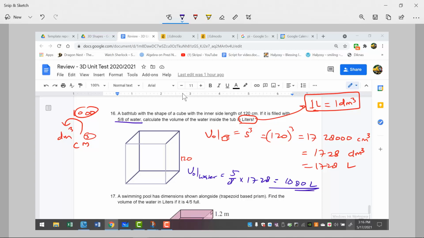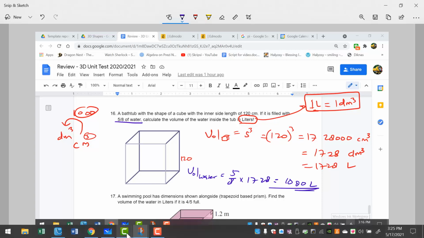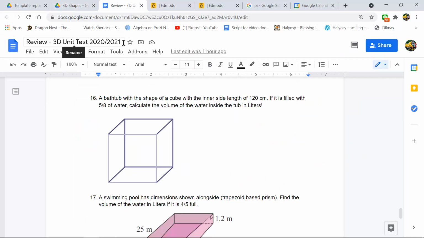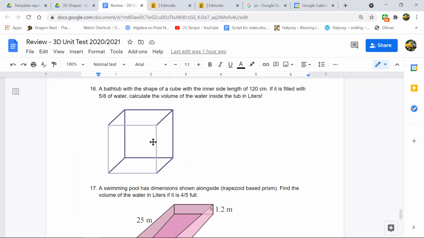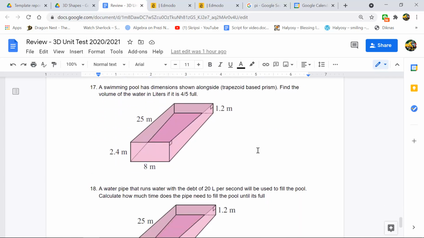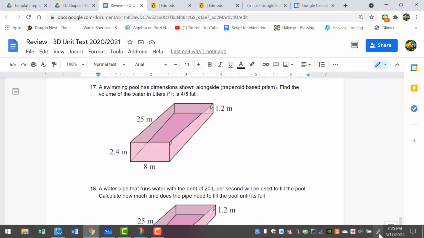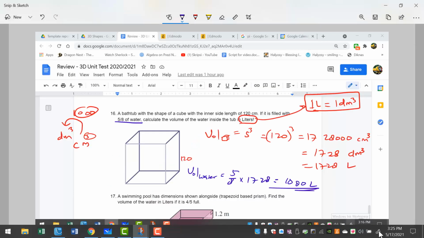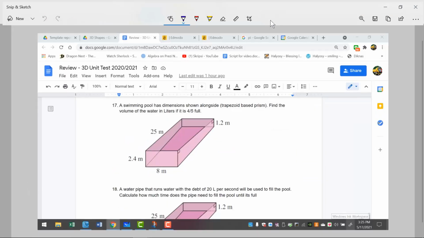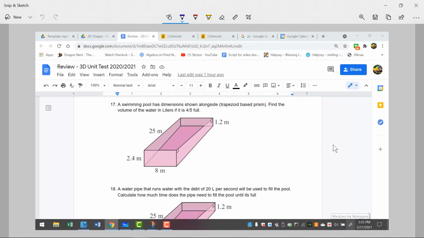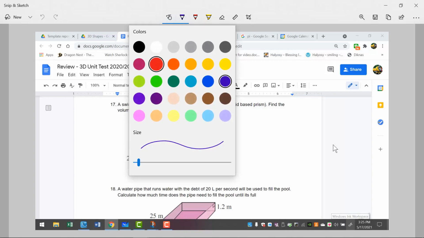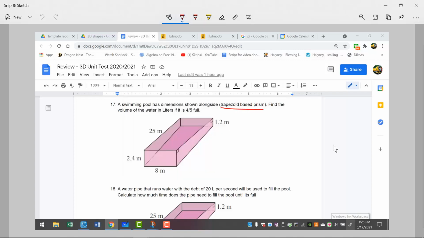Okay, let's go to number 17. Number 17 and 18 are actually the same question. I mean, they have the same information, but different questions. A swimming pool has a dimension shown like this. I have this hint for you to know this is a trapezoid base prism. I'll find the volume of the water.